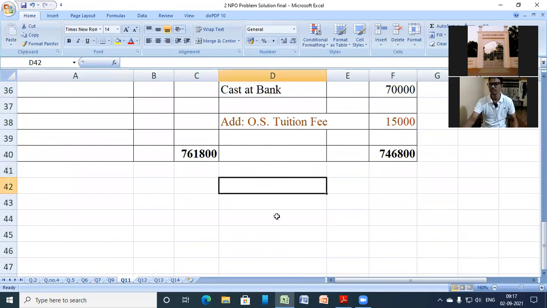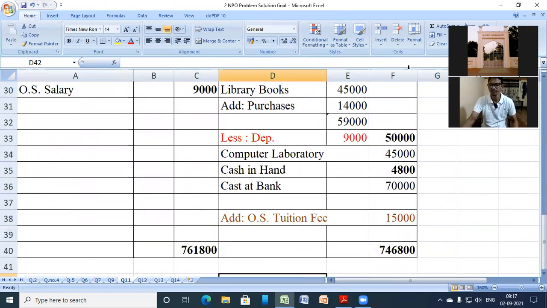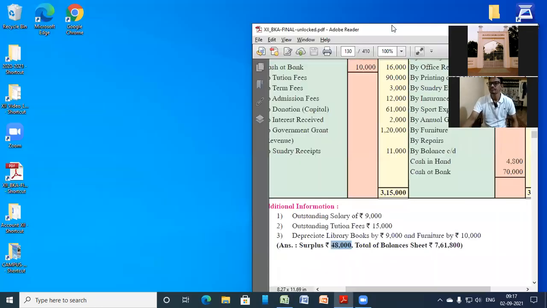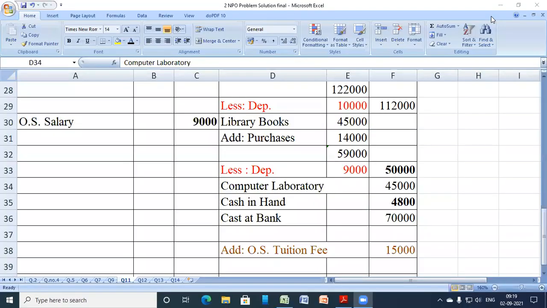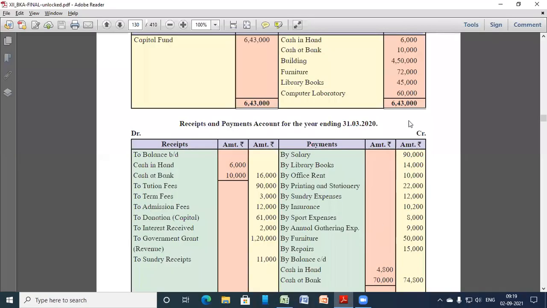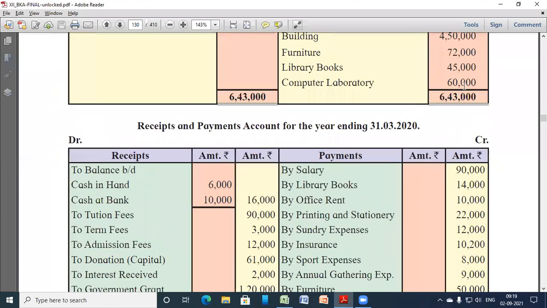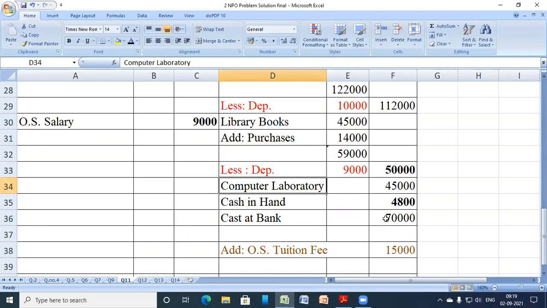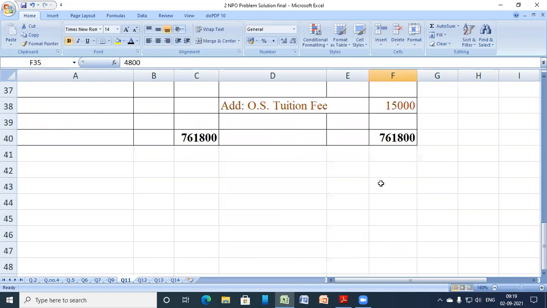There is a difference. So we will see why the difference is there. If we have considered this computer laboratory, in the book it is given 60,000, but wrongly I have recorded here 45,000. So make it correct 60,000. Now your question is tallied.